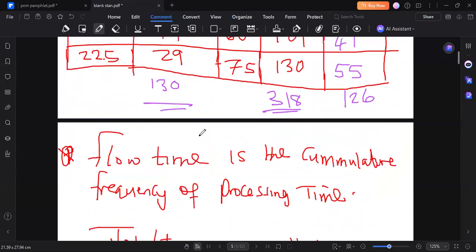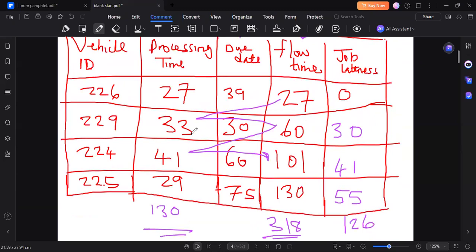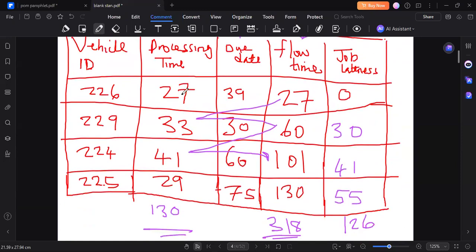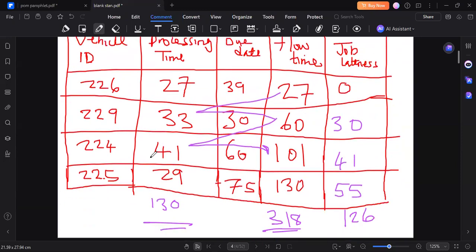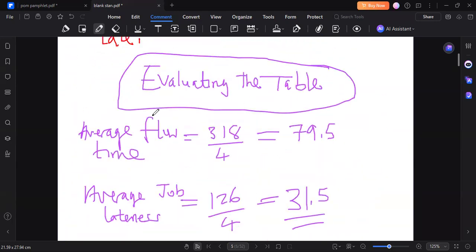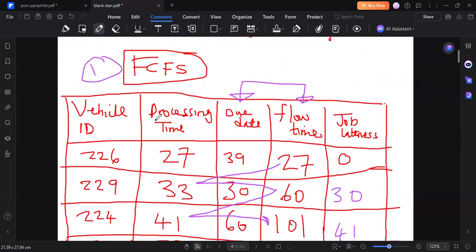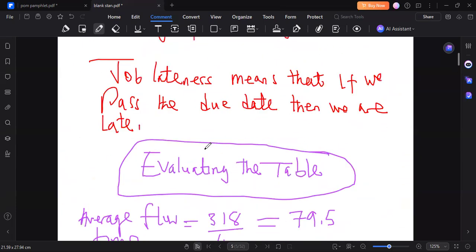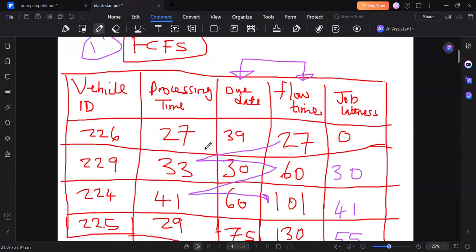So this one is coming from here. Which job should be done first? The job that has the shortest processing time. So the first is 226. It has the shortest processing time of 27 coming from the first come, first served table. So the first job is to be 226. So it's 27 and 39. Then you go for the other job here, which is 225.